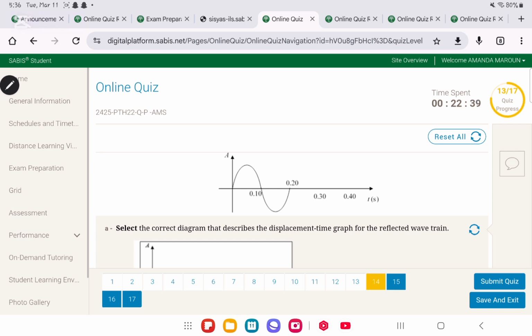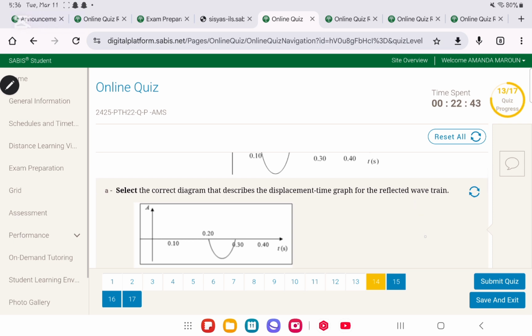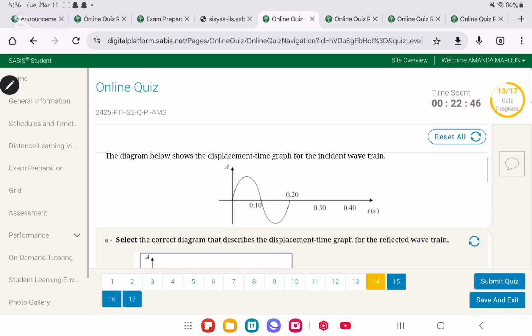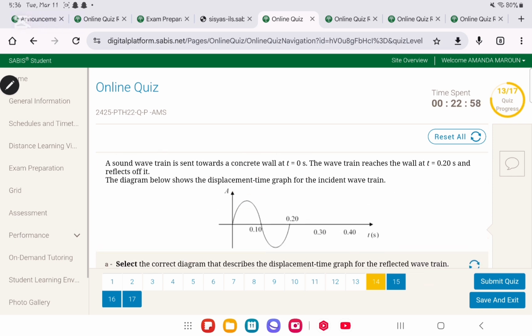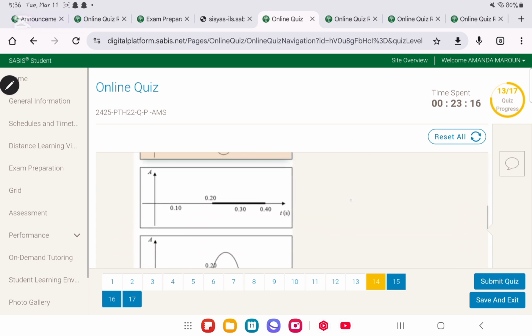So select the correct diagram that describes the displacement time graph for the reflected wave train. We said that when we are dealing with the reflection of a sound wave, we will take the point where it reaches the boundary of reflection, which is over here, and it will act like a mirror. This boundary will act like a mirror, and it will copy the wave on the other side. So it will look something like this.